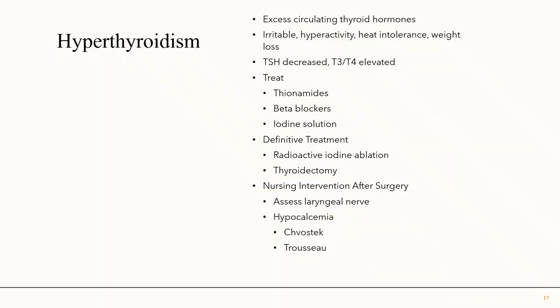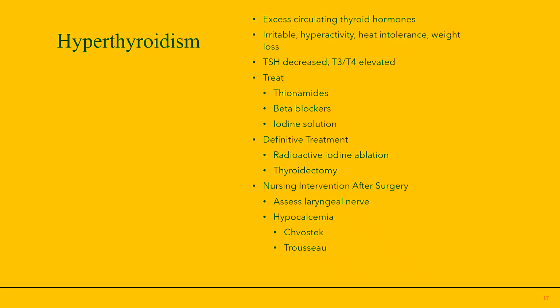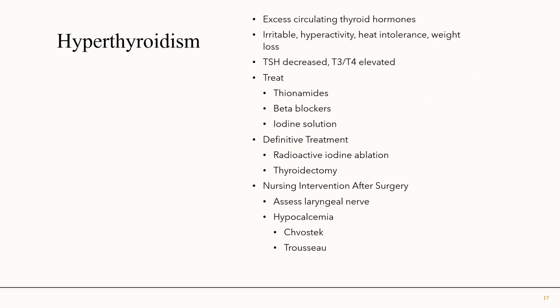Definitive treatment of hyperthyroidism includes a radioactive iodine ablation to destroy some of the thyroid-producing cells and a thyroidectomy, which is removal of part or all of the thyroid. Nursing actions after thyroidectomy include assessing for laryngeal nerve damage by assessing speech as soon as the patient wakes and then every 2 hours thereafter.